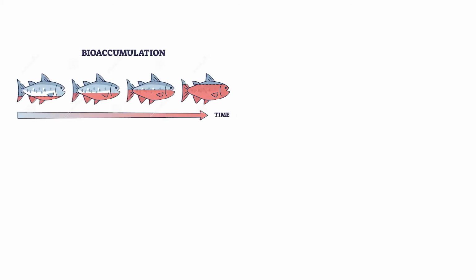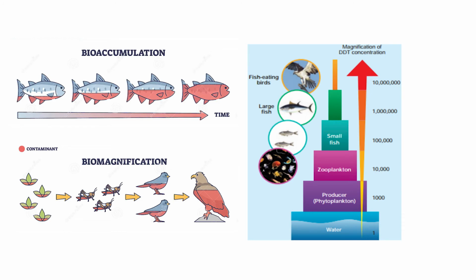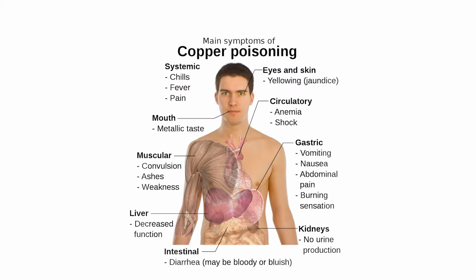Through processes such as bioaccumulation and biomagnification, these copper ions can find their way into our diet. Copper is very hard to get rid of in the body and is toxic in high enough concentrations. It can cause nausea, diarrhea, and even death in extreme circumstances.